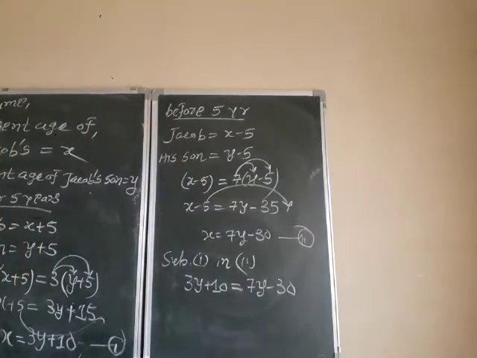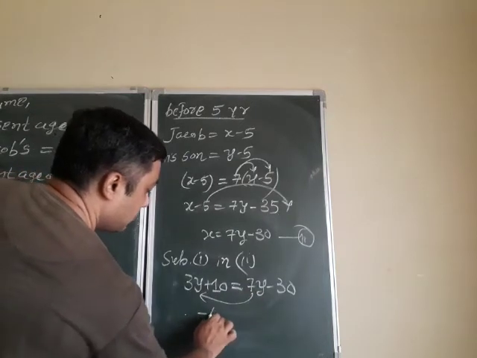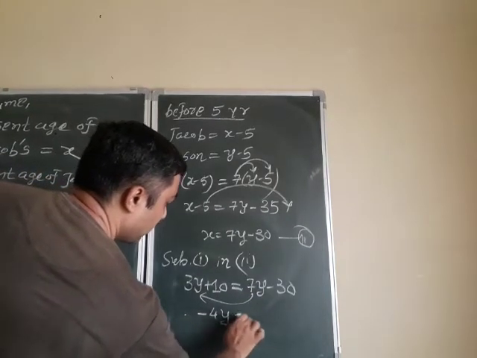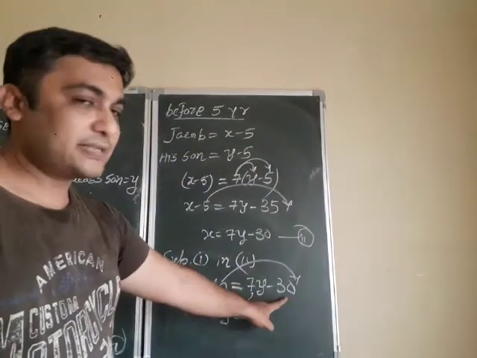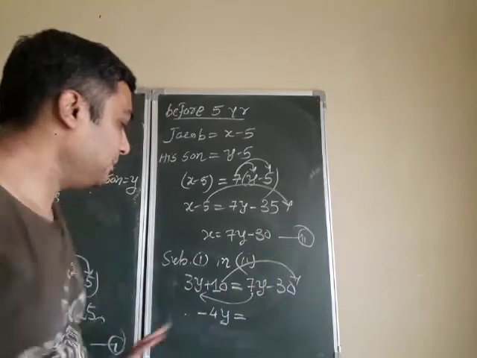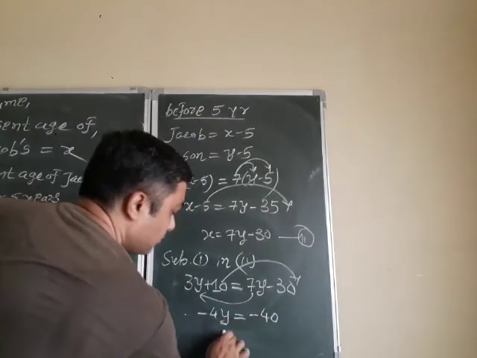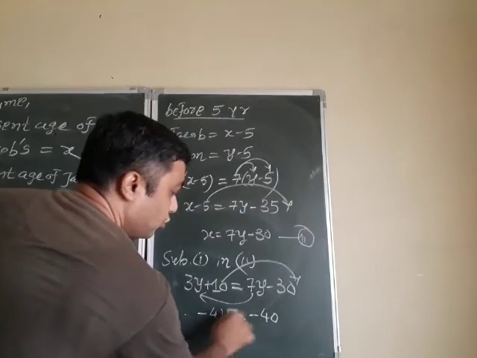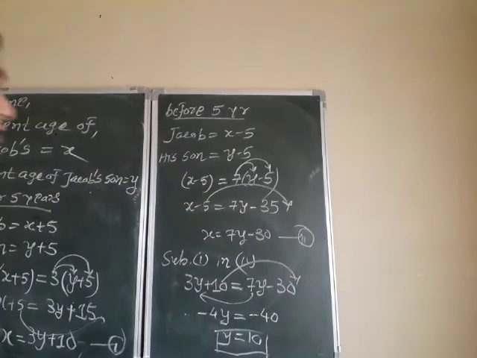Okay. Now 7y on this side. So 3y minus 7y. Be careful. It's a minus 4y is equal to plus 10 on this side. So plus 10 on this side. It's a minus 10. So minus 30 minus 10. It's a minus 40. Minus minus plus. So what is your y? 40 upon 4. So that is equal to 10. So y is 10.